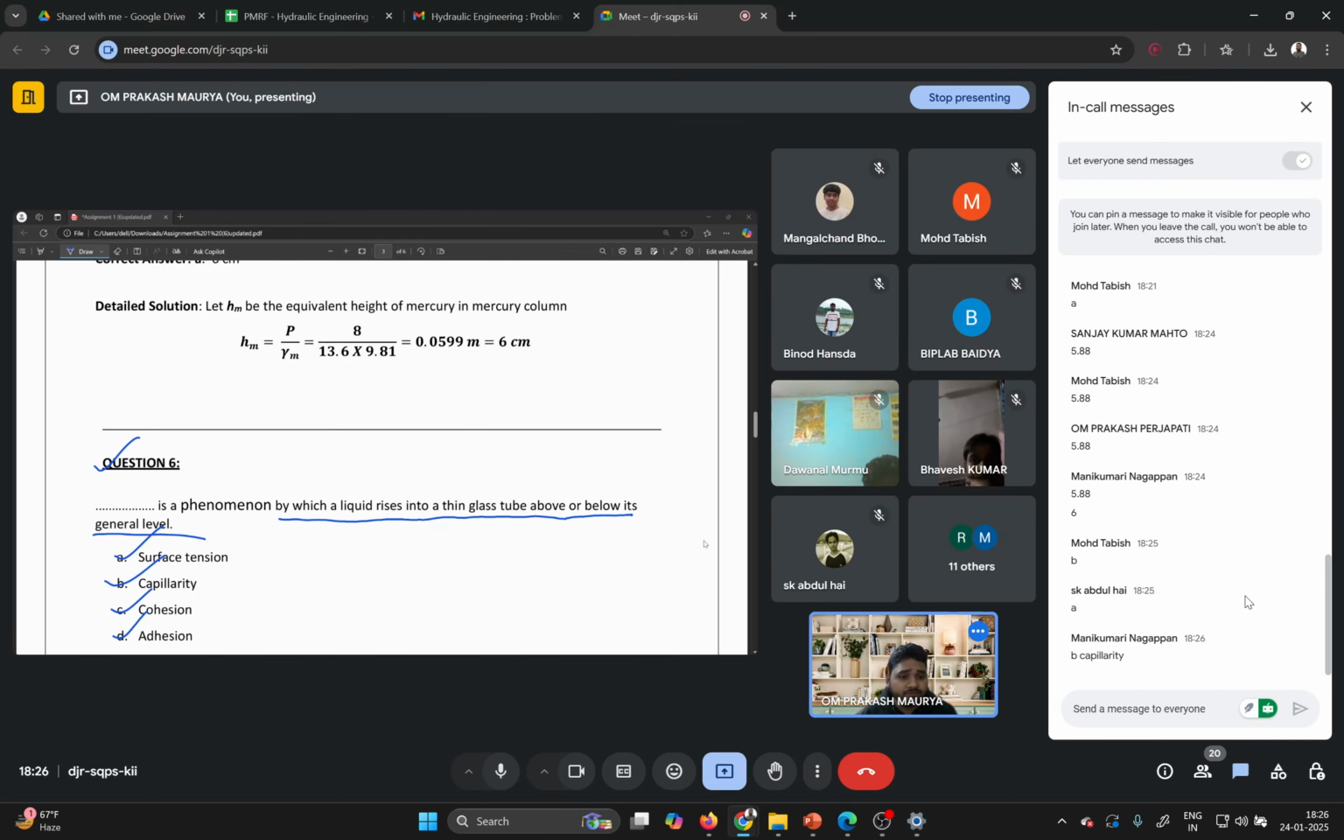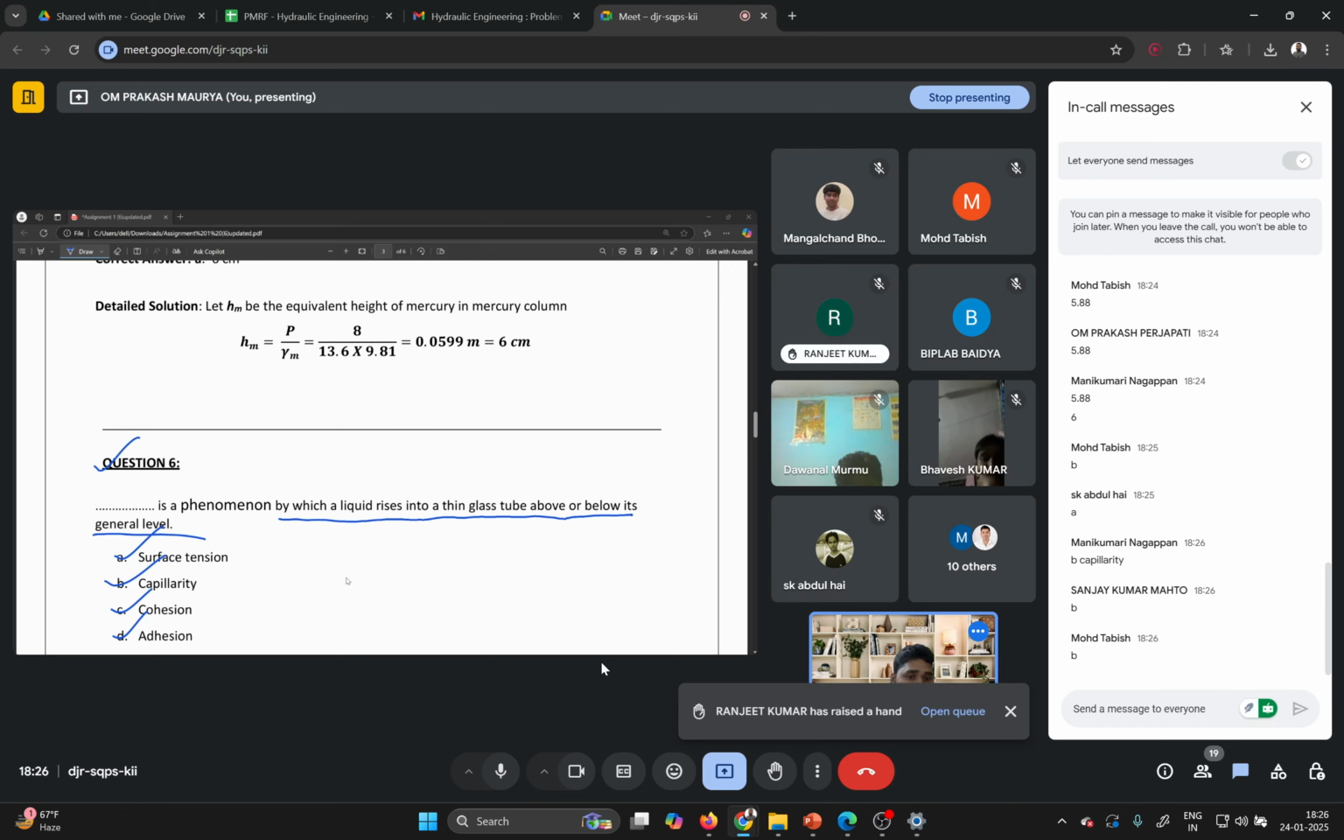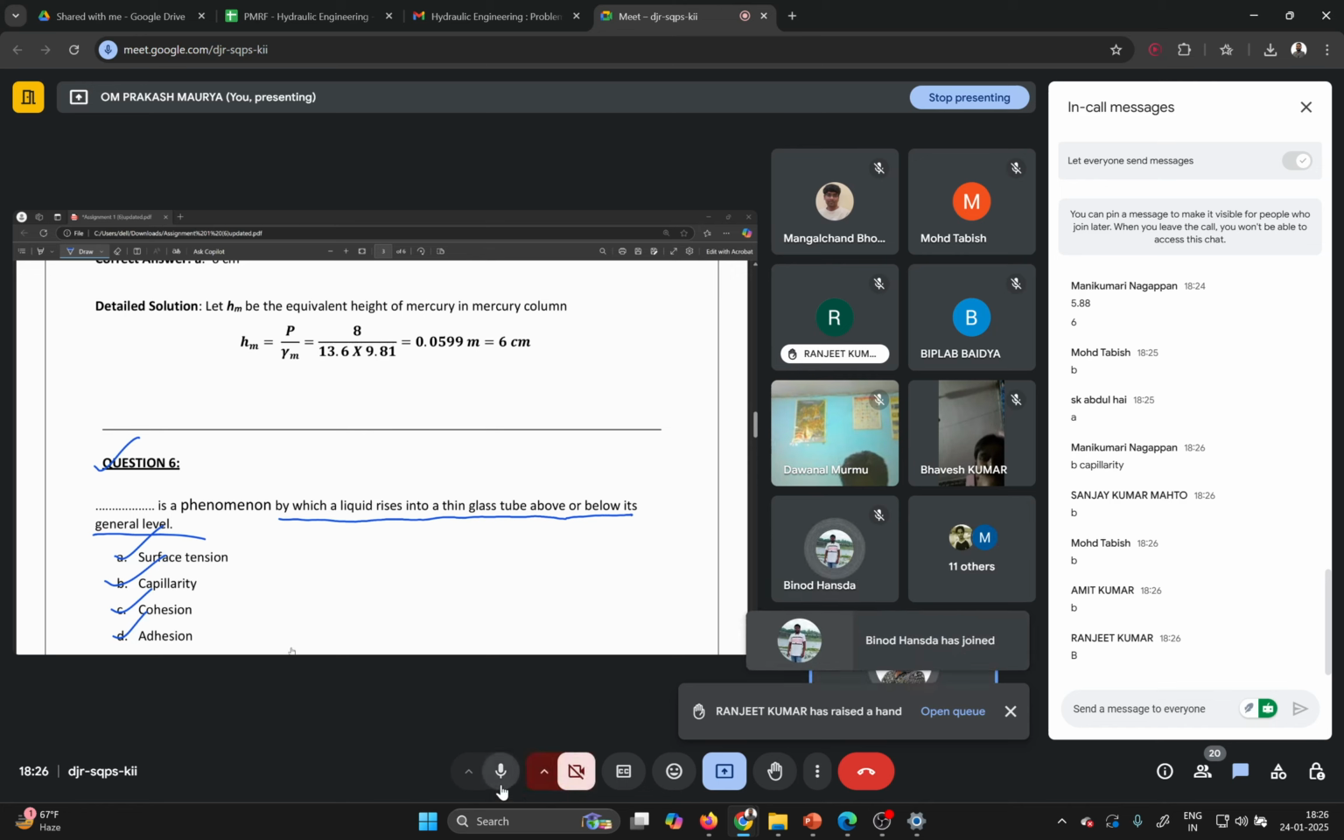Manikumari is telling option B, capillarity. Another participant, please also try to give your answer. Tavis is telling B. Everyone is telling B. Definitely, option B will be correct for this question. So now we'll move on to the next question.